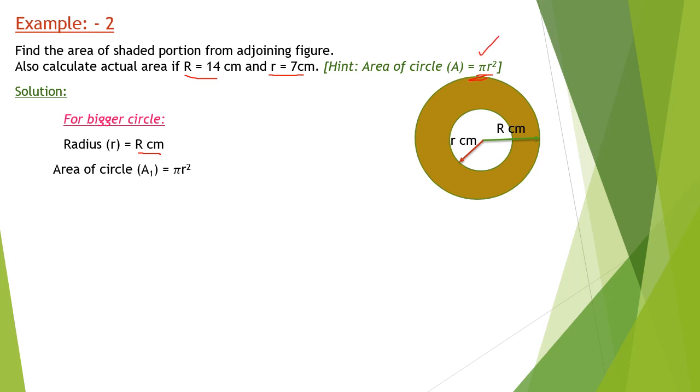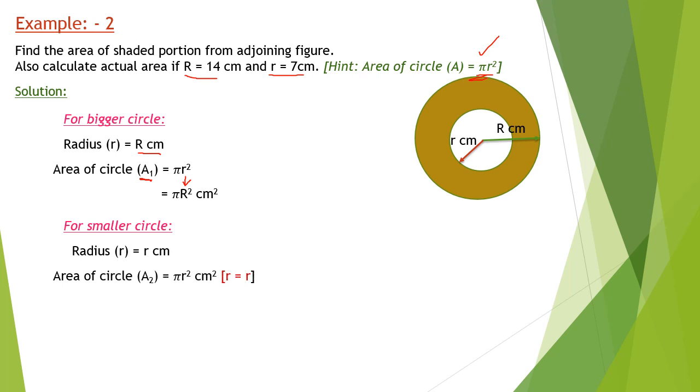Now we have to replace small r by capital R. Like in the previous question, the area of the bigger figure is represented as A1, and after replacing it will be pi R square. As it's not a value, we leave this and move to the smaller circle. For the smaller circle the radius is r, so the area of the small circle, represented as A2, will be pi r square. Nothing will be replaced, as r is equal to r.